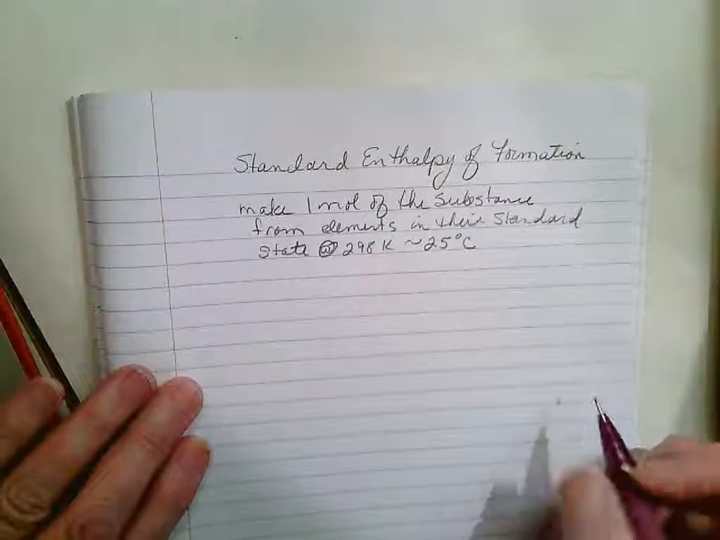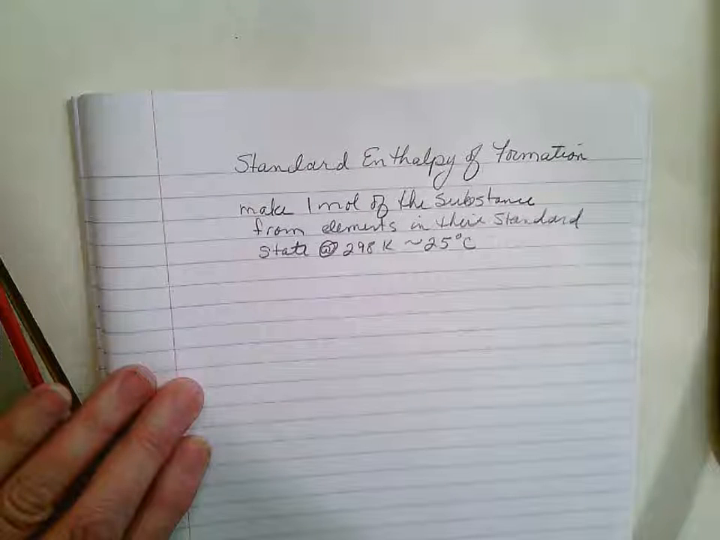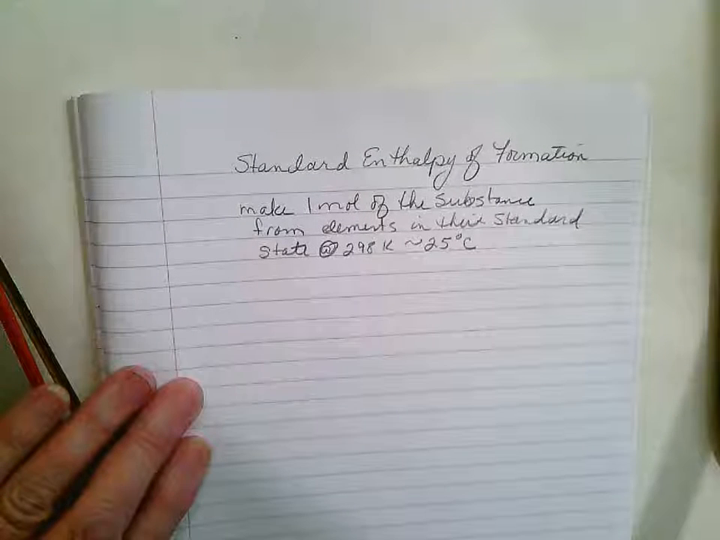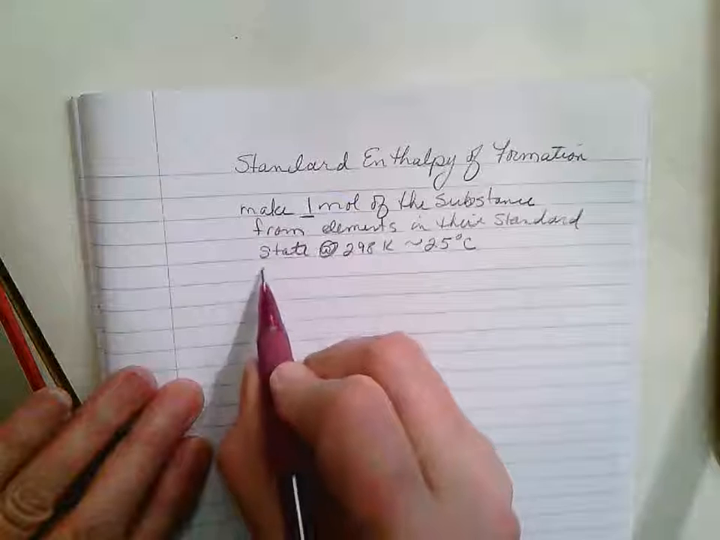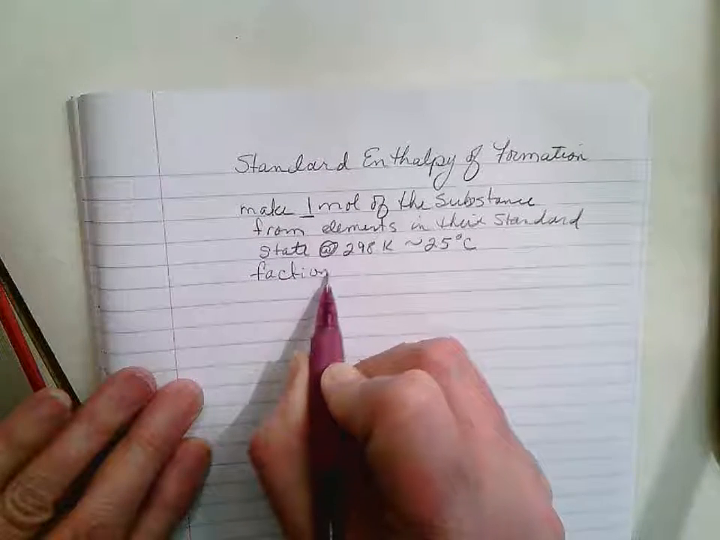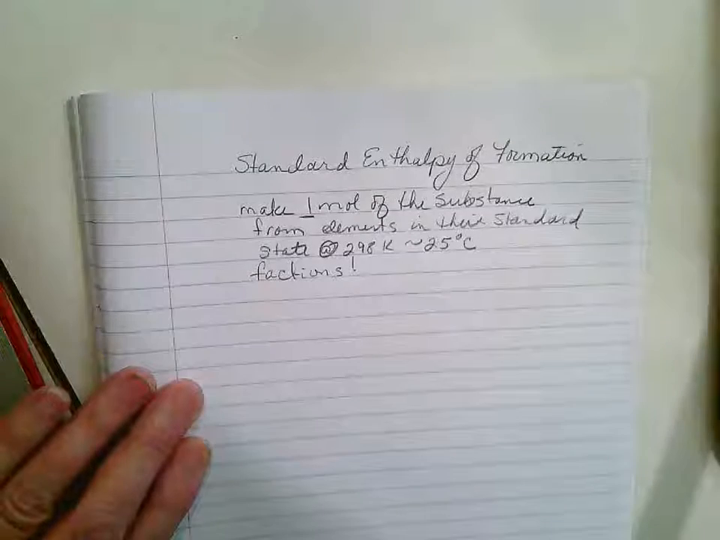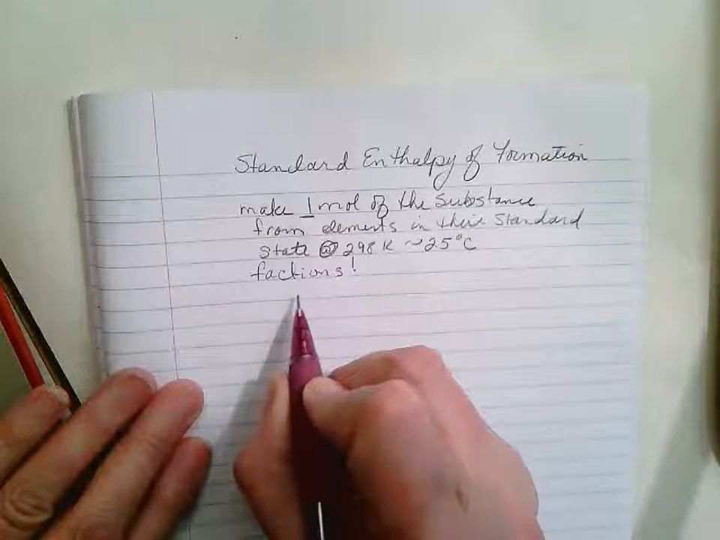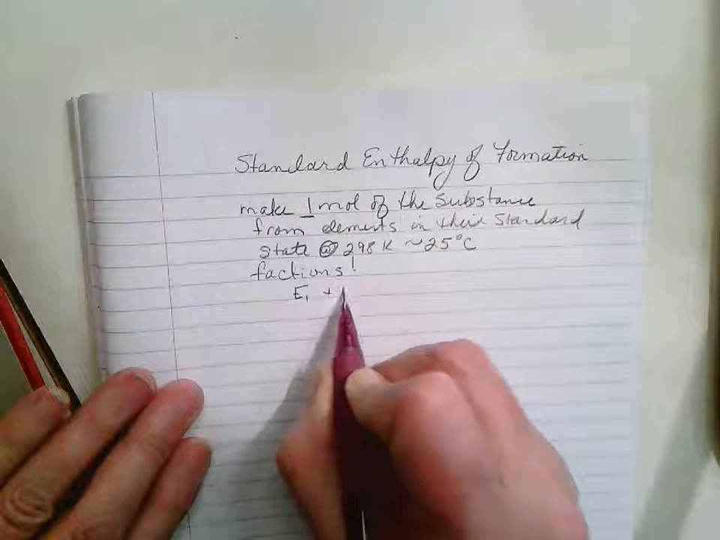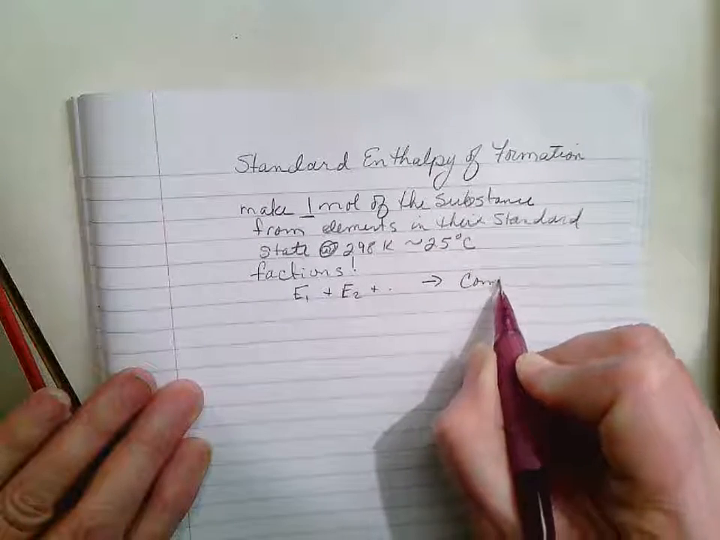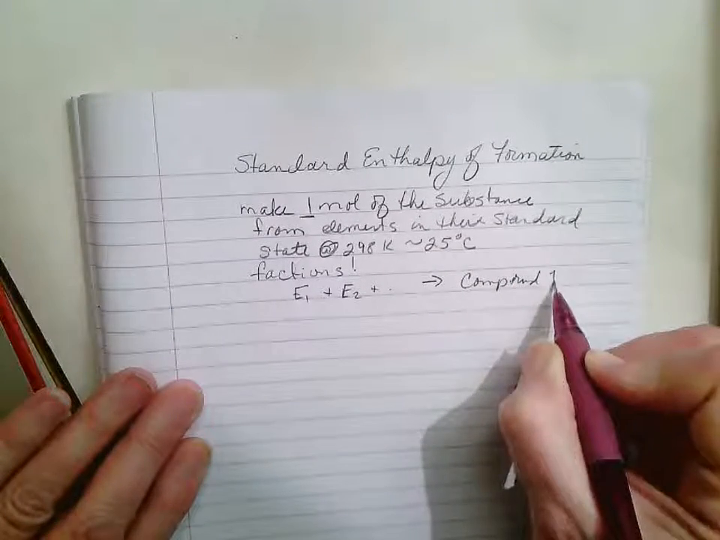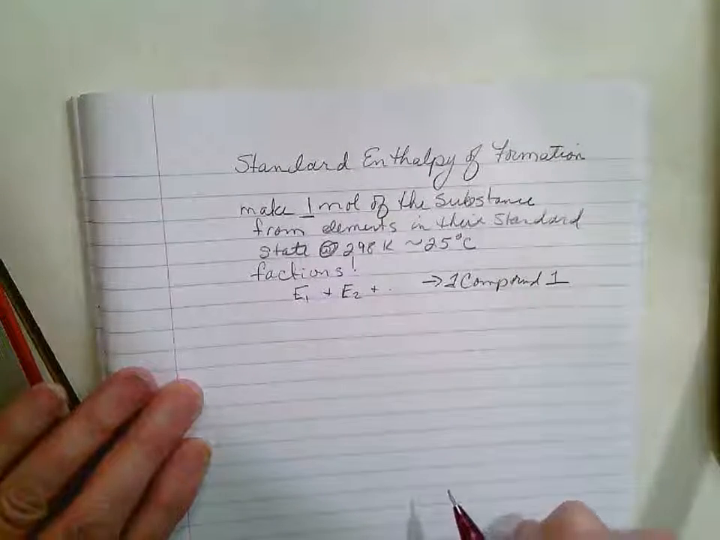So in that case, water should be a liquid. Carbon should be a solid because that's the state it would be in at 298. I cannot have it as a gas. I can't have it as any other state. And I can only make 1 mole. So I'm going to have to use fractions to balance this equation. And so I want, as a reaction, element 1 plus element 2 plus whatever, yielding compound 1. And this has to be 1 coefficient out in front.